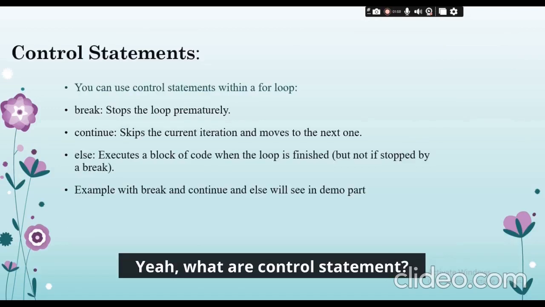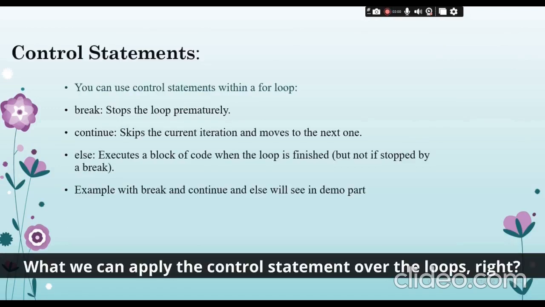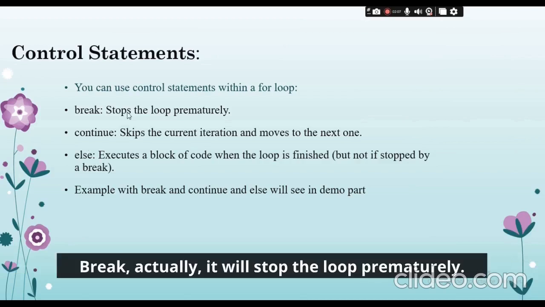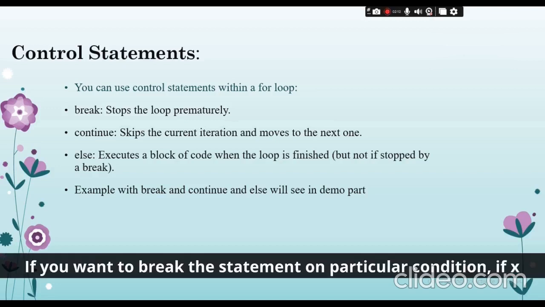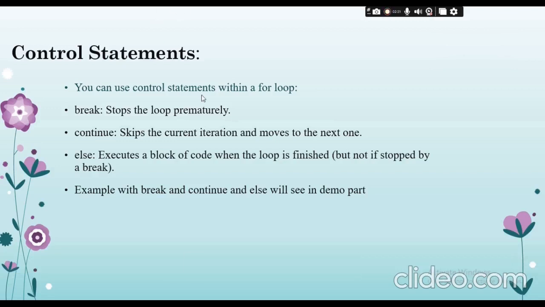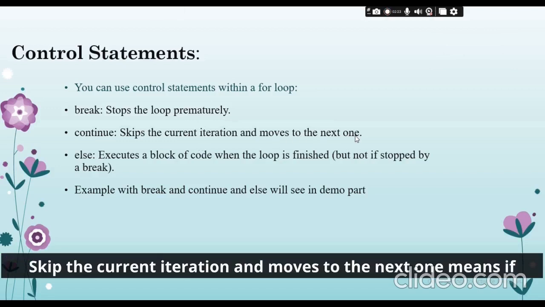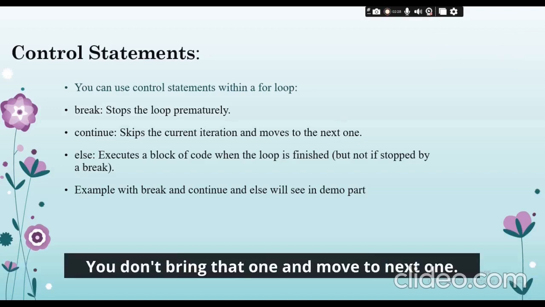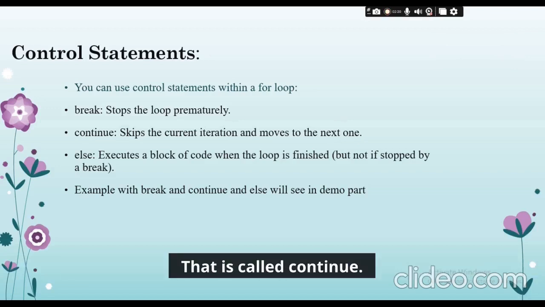What are control statements? We can apply control statements over the loops. Basically, we can use break, continue, and else. Break will stop the loop prematurely based on a condition. If x is equal to banana and you want to break on that condition, it will break. Continue skips the current iteration and moves to the next one. If x is banana, you can skip that one, not print it, and move to the next one. That is called continue.